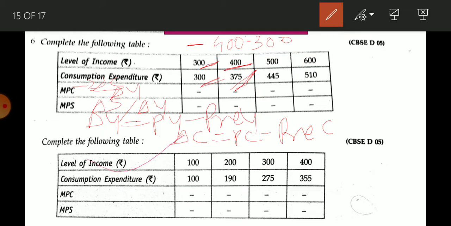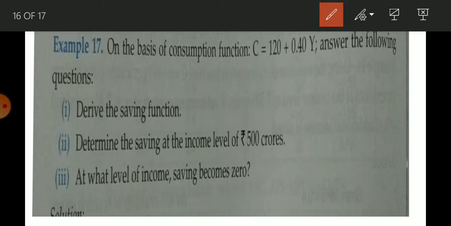So in the same way you are going to attempt this question also, and this is one additional question, where first of all you need to find the saving function, then determine the saving at the income level of 500. At what level of income does saving become 0? So this is your homework.